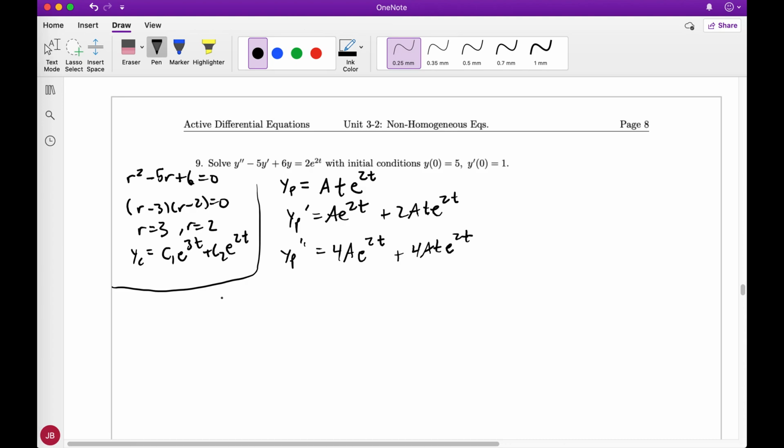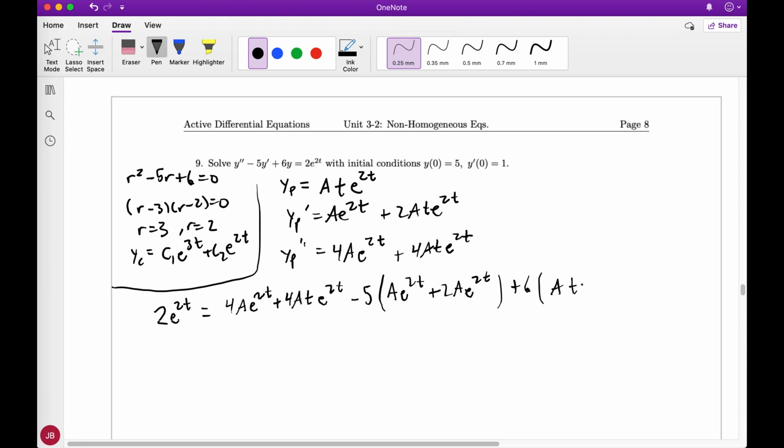All right, so now what that tells us is that the right-hand side has to equal y double prime, so in this case yp double prime, minus 5 times yp prime, plus 6 times yp. And do the work. I'll just give you the answer. It's minus a e to the 2t.